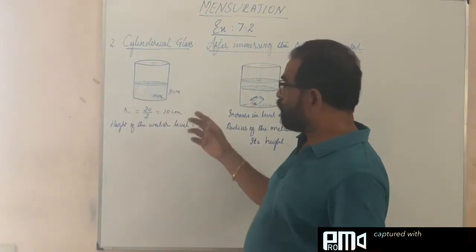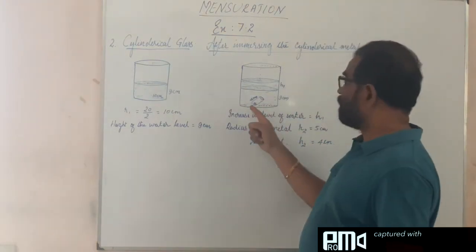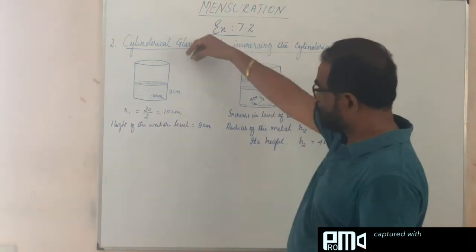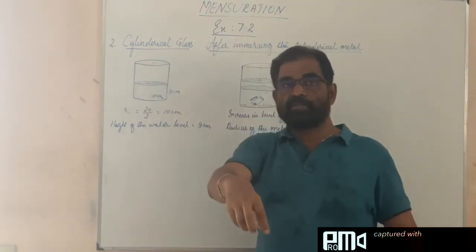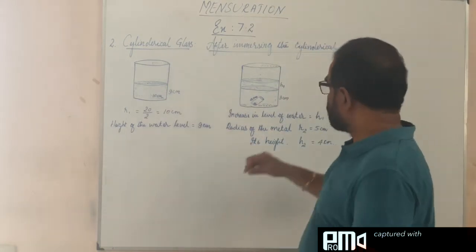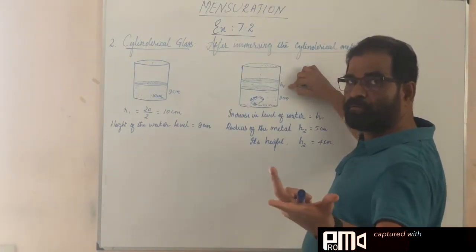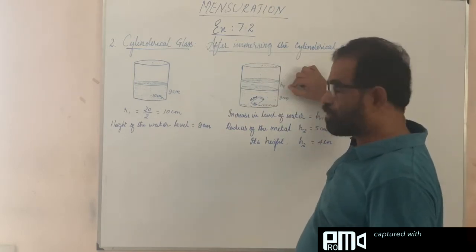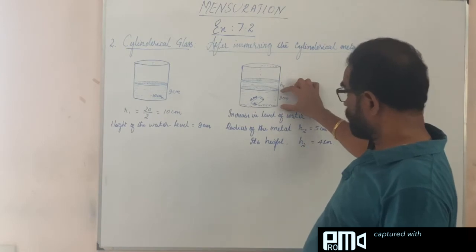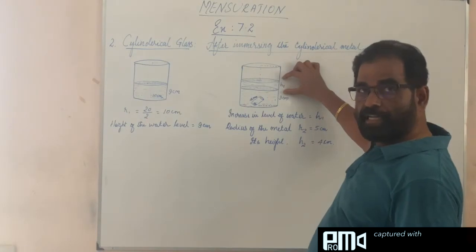Let it be. Now, we are immersing a cylindrical metal inside. A metal in the shape of a cylinder, we are immersing. When we immerse a metal inside some water, what will happen? The water level will increase. So here, the level increases to a height of H1. We assume like that. We do not know to how much height it increases, so you can take the height as H1. The initial level of water is 9 centimeter. Now it rises to H1.